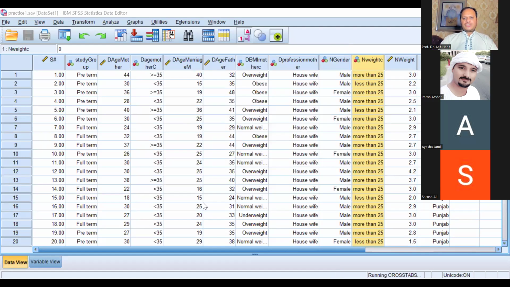Did you see the output sheet? There are 100% valid cases. There is no missing data. And here a 2x2 table is made.